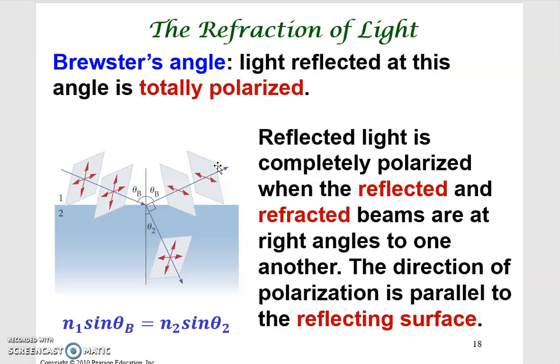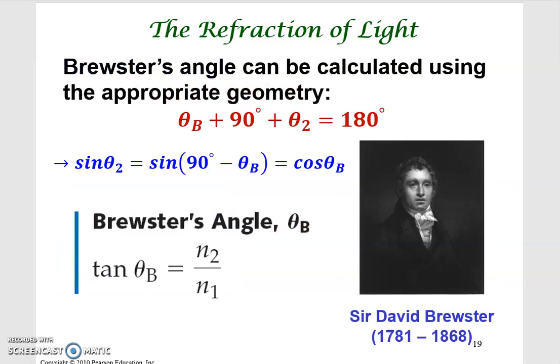And what is the direction of the polarization? It is parallel to the reflecting surface. So it is parallel to the reflecting surface. And this is a very interesting property. Therefore, we are going to define the so-called Brewster angle, theta B, in terms of n2 divided by n1. But actually, this is not simply a definition. There's a reason for that.